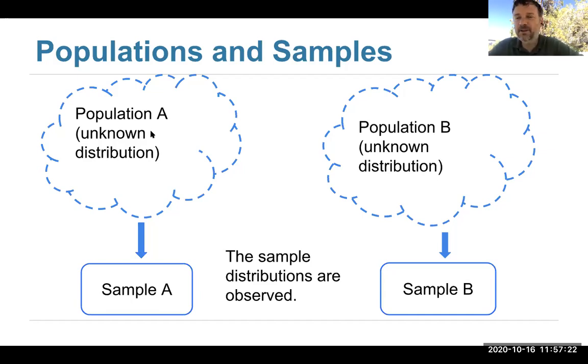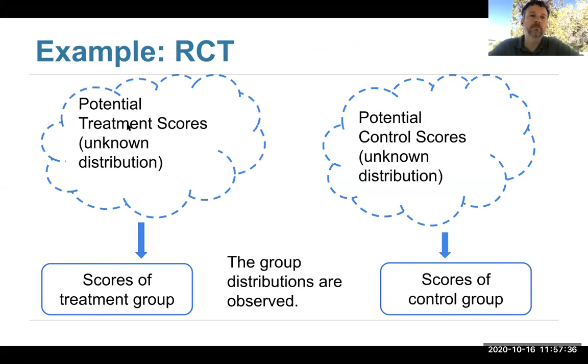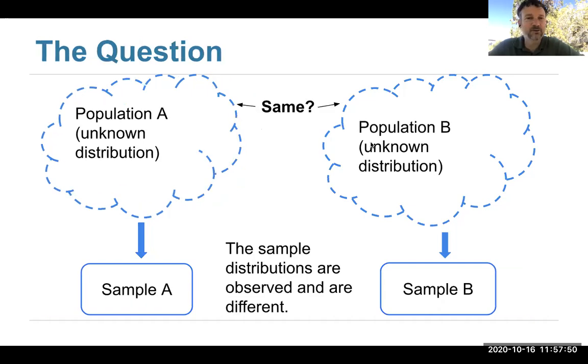So for instance, maybe population A is the population of all mothers who smoke, and population B is all mothers who don't smoke, or in particular, their baby weights. We don't know what the distribution of baby weights is for either. Or it could be in a randomized controlled experiment. One population might be the population of the scores of people who got the treatment, and the other population is those in the control group, the scores of those in the control group.